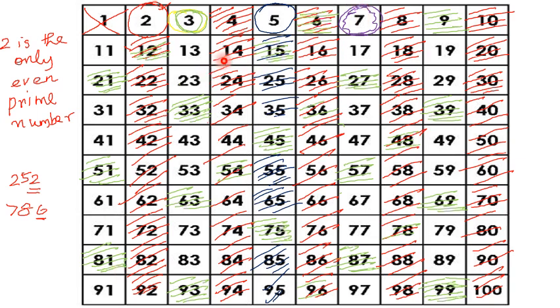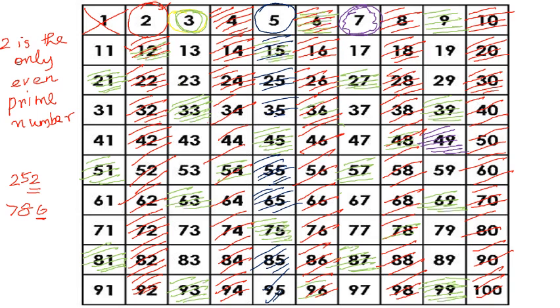7 plus 7, 14. 14 plus 7, 21. It is marked. 21 plus 7, 28. It is marked. 28 plus 7, 35. It is marked. 35 plus 7, 42. It is marked. 42 plus 7, 49. Okay, 49 is not marked. So we have to now mark 49. So let us mark 49. So here I'll mark 49.